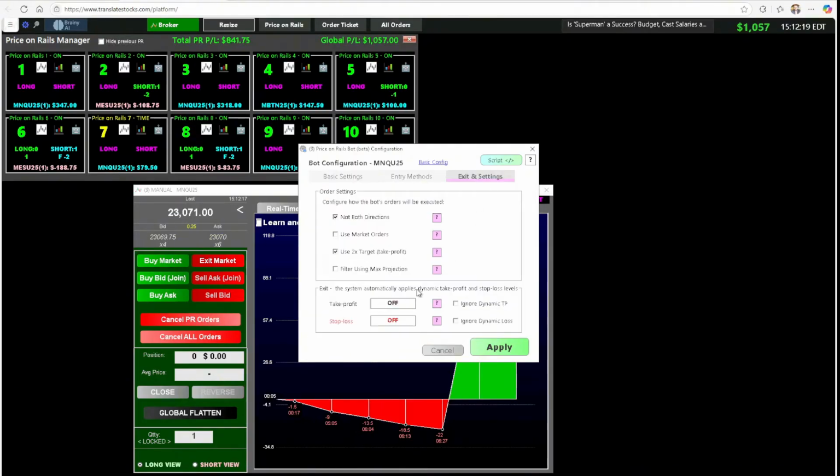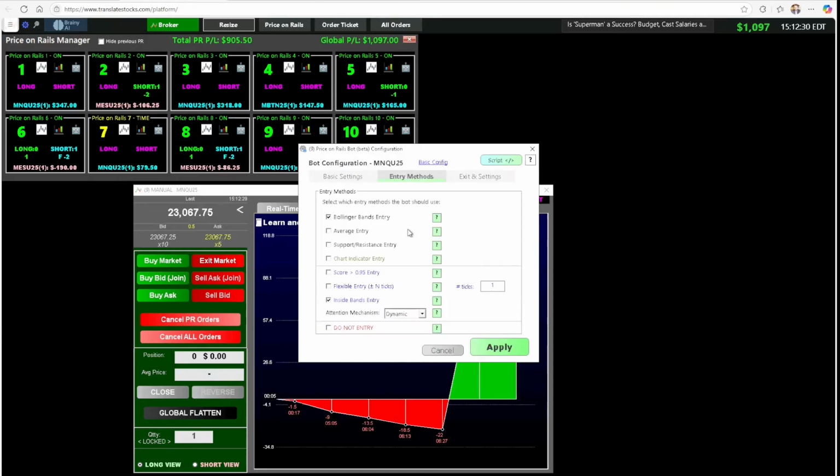My exits are dynamic, no fixed take profit, no fixed stop loss. Of course, you can work with a fixed stop loss if you feel more comfortable to do it, but I'm not using this right now. Here we have the rules for entry. Actually, the attention mechanism for the AI predictions, you can now choose. It's a new feature, a new version. Between all these options, you can have dynamic, strict, or super strict.